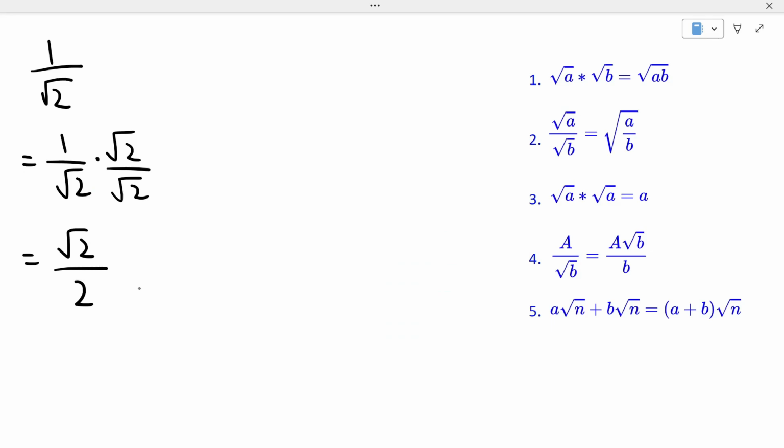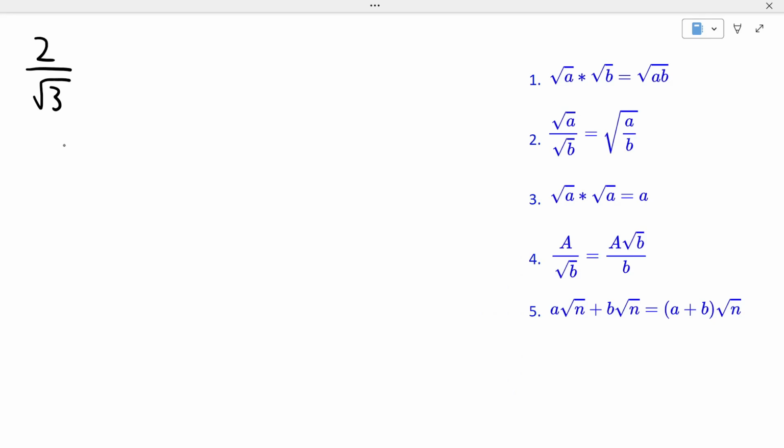So the general rule for rationalizing the denominator is to multiply both the top and bottom parts of the fraction by the square root in the denominator, and then simplify the expression. The general process for this is outlined by the fourth formula listed at the side here. A divided by the square root of b is equal to a times the square root of b all divided by b, where a can be either a single integer or any expression in general.